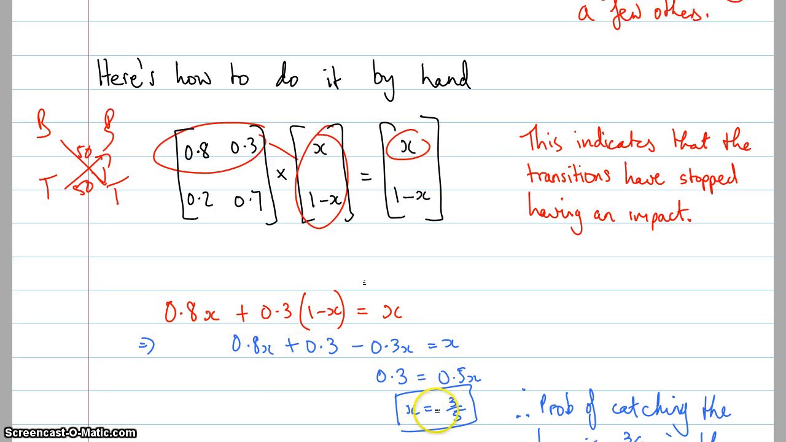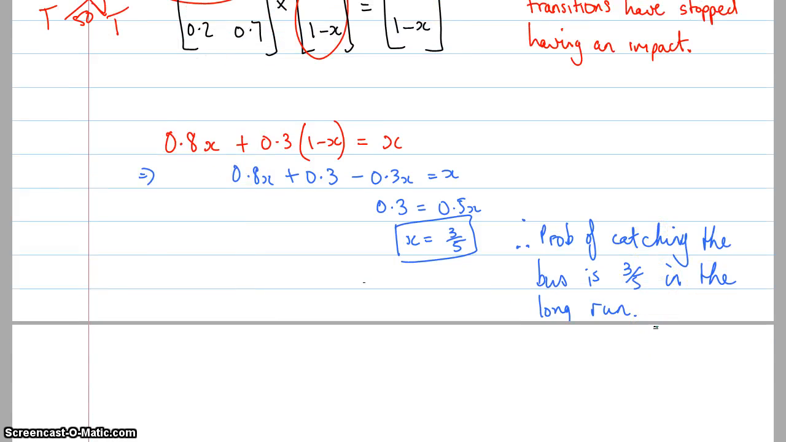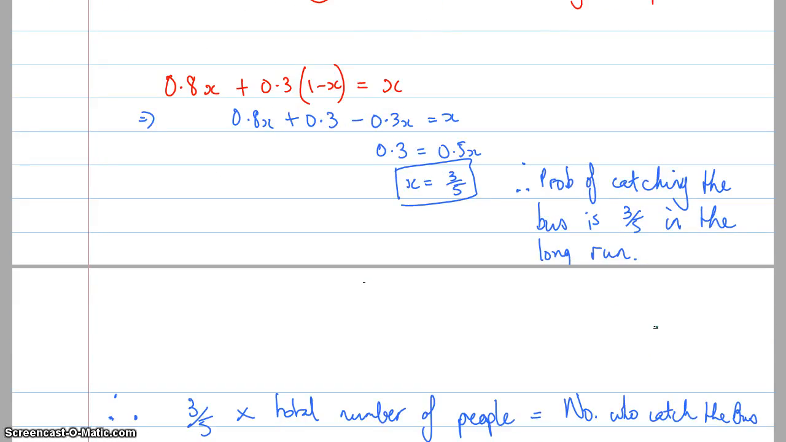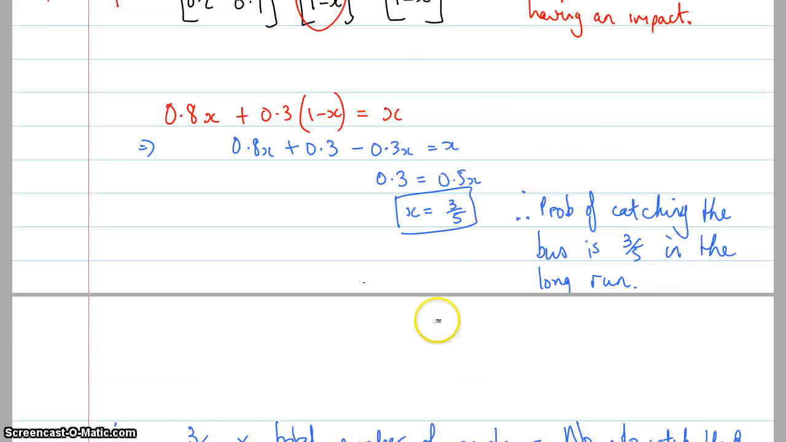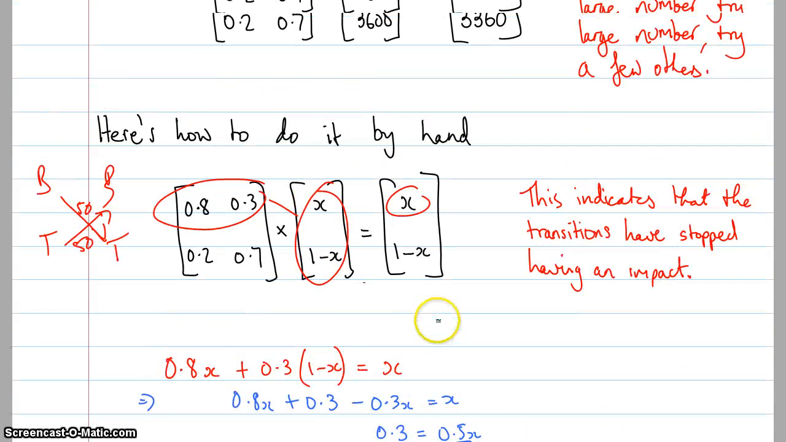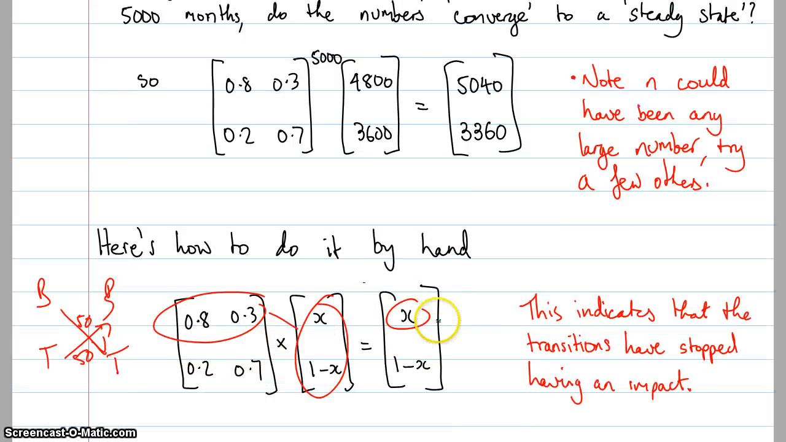I end up getting x equals 3 out of 5, or 60%. Therefore, the probability of catching the bus is 60% in the long run. And I can multiply that by the total number of people to see how many people I would need to get to the steady state matrix. 60% of the total number of people, 8,400, is 5,040 people who catch the bus, which is the same answer that I got up the top. It's the same answer as this one up here, 5,040 people.